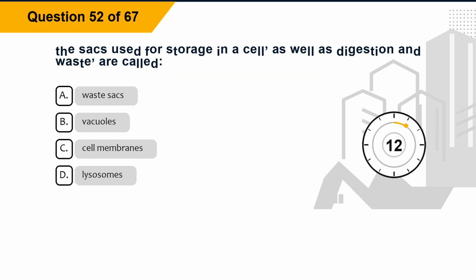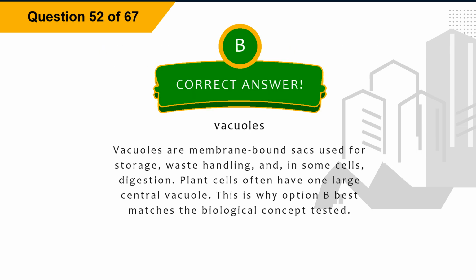Question 52. The sacs used for storage in a cell, as well as digestion and waste, are called option A, waste sacs. Option B, vacuoles. Option C, cell membranes. Option D, lysosomes. The correct answer is option B, vacuoles. Explanation. Vacuoles are membrane-bound sacs used for storage, waste handling, and, in some cells, digestion. Plant cells often have one large central vacuole. This is why option B best matches the biological concept tested.